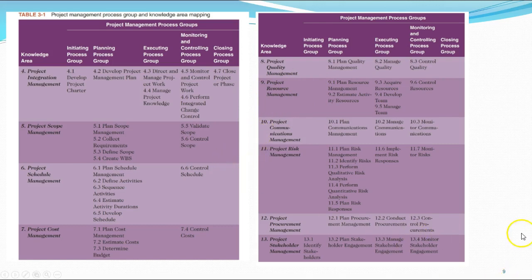I won't read through the rest of them because our text does a pretty good job, and in each chapter we are going to be covering one of these knowledge areas and what groups they cover. But the important part to take away from the slide is that certain knowledge areas cross over certain project management groups.